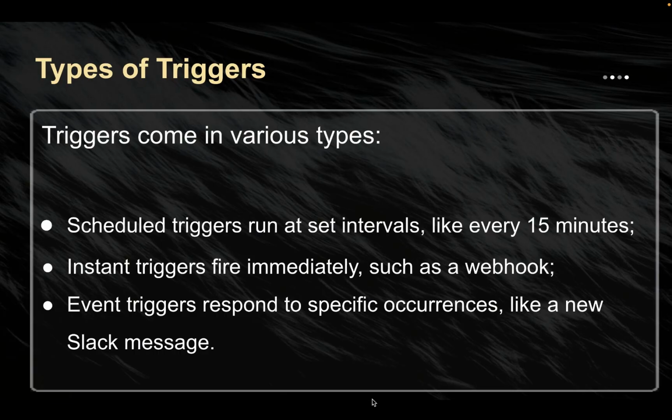Now we also have event triggers, which trigger due to some specific occurrences like a new Slack message. When you have a new message in your Slack channel, it automatically triggers a scenario you already set. Let's say you set your automation that whenever a new message enters, you do this. So once a new message enters, automatically the required automation kickstarts.